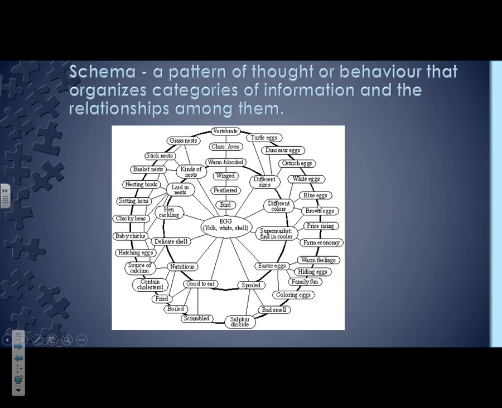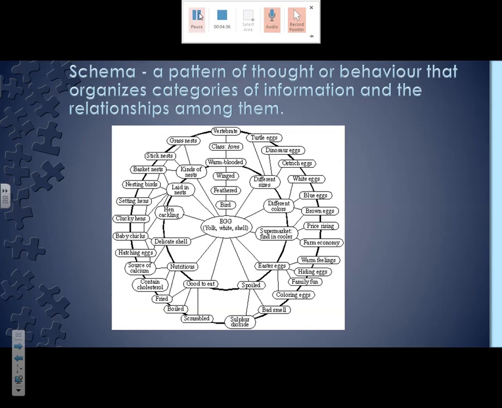That is why mind maps are recommended as such an effective thing. They are related to schema, so they are related to the idea that our minds are structured in this way.